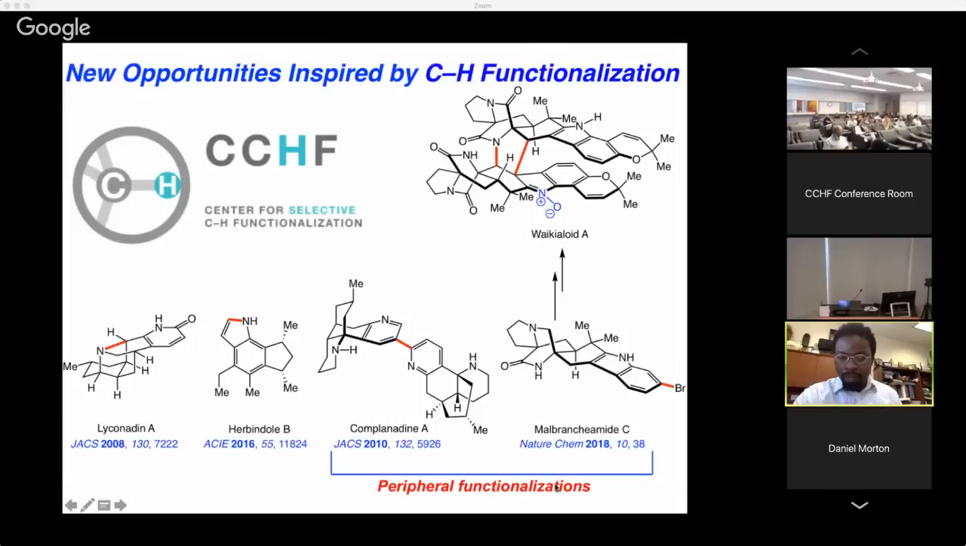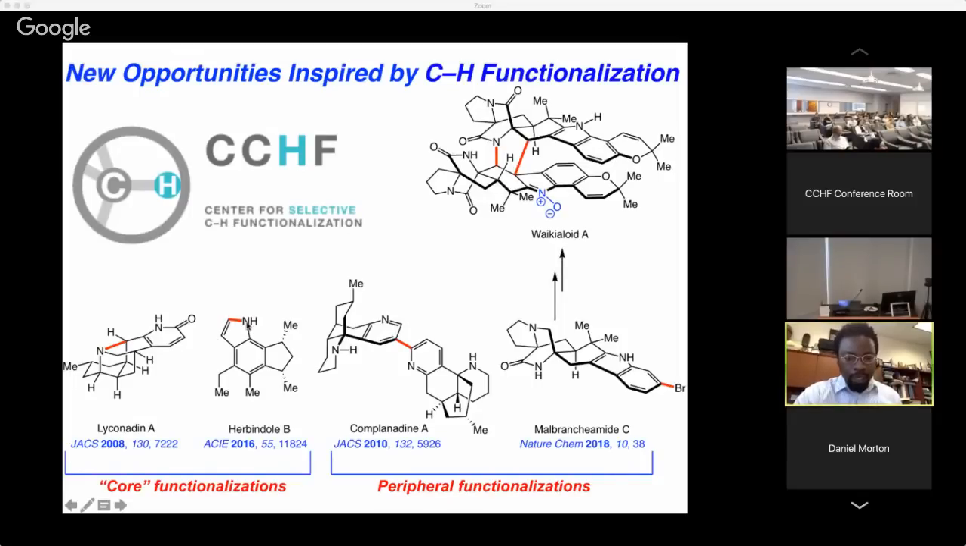So this is a type of CH functionalization that I refer to as a peripheral functionalization, where we're thinking about functionalizing the molecule on the periphery. The other type of CH functionalization that we thought really benefited complex molecule synthesis was one that I would term core functionalizations, where we would cleave a CH bond to forge a new bond that would form part of the core framework of the molecule.